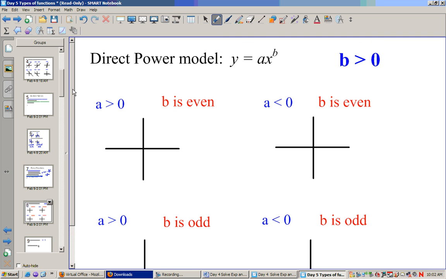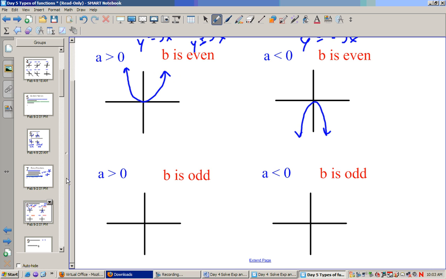So a direct power function, if a is greater than 0 and b is even, it'll look like this. If a is less than 0, it'll have the general idea like this. So if I have y equals 3x to the 4th, y equals 5x to the 6th, things like this, it'll look like that. Y equals negative 5x to the 6th will look more like this. If it's odd, then it'll come like that. And when the a is negative, it'll just flip it around. So this would be y equals 5x to the 5th. This one would be y equals negative 3x to the 5th.